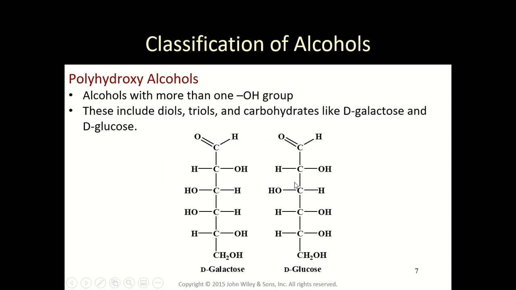Where when we get into sugars here, they can be written like this. Alcohols with more than one hydroxyl group. You look at galactose, look at glucose. Glucose can be written in a ring structure, but it can also be written like this. Regardless of whether it's written in a ring structure or a straight line chain, we call it a polyhydroxyl alcohol.